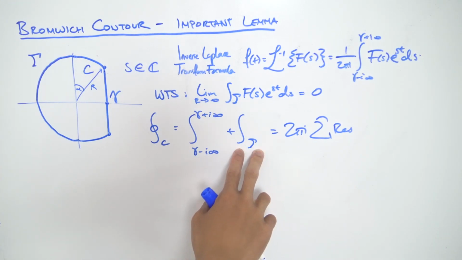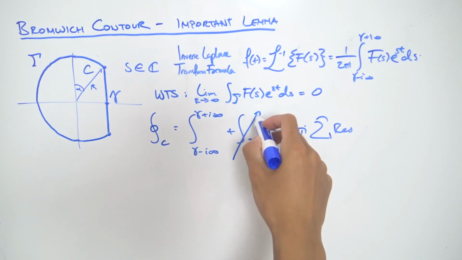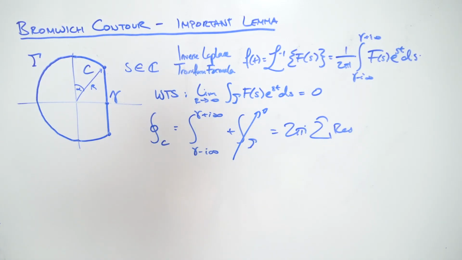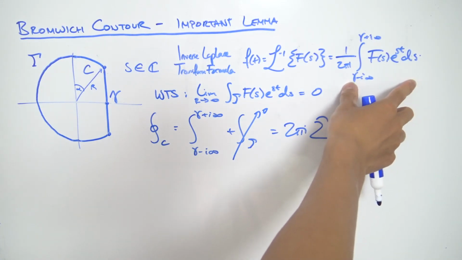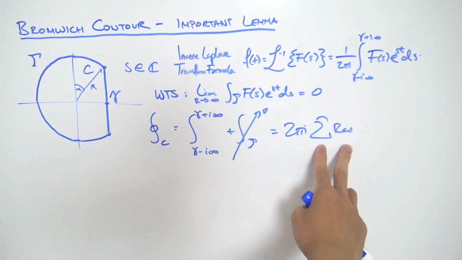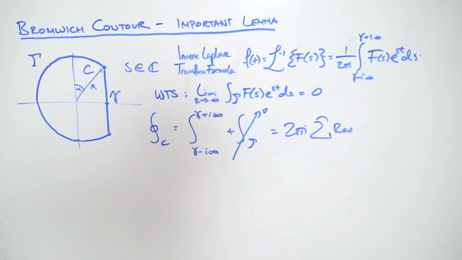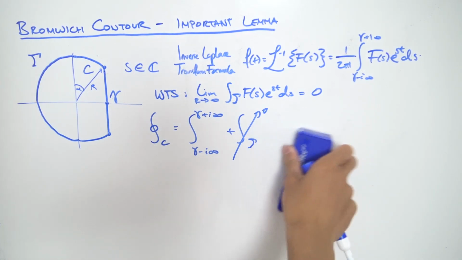And if we can show that the integral over gamma in the limit approaches 0, then what happens is that instead of evaluating this integral, which is pretty nasty, all we have to do is just calculate the sum of the residues of our function, which is a lot nicer to do. So that's why it's really nice when our integral over this big gamma goes to 0 in the limit. And that's what we're going to be proving in this video.